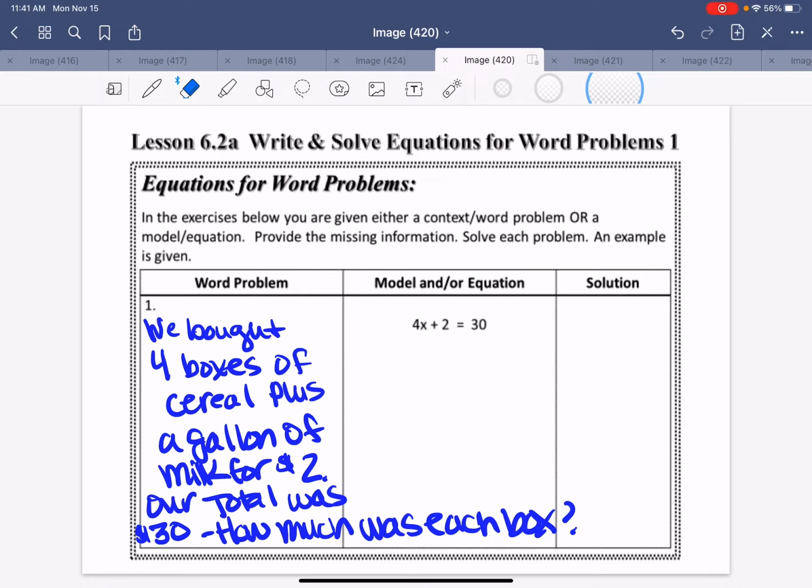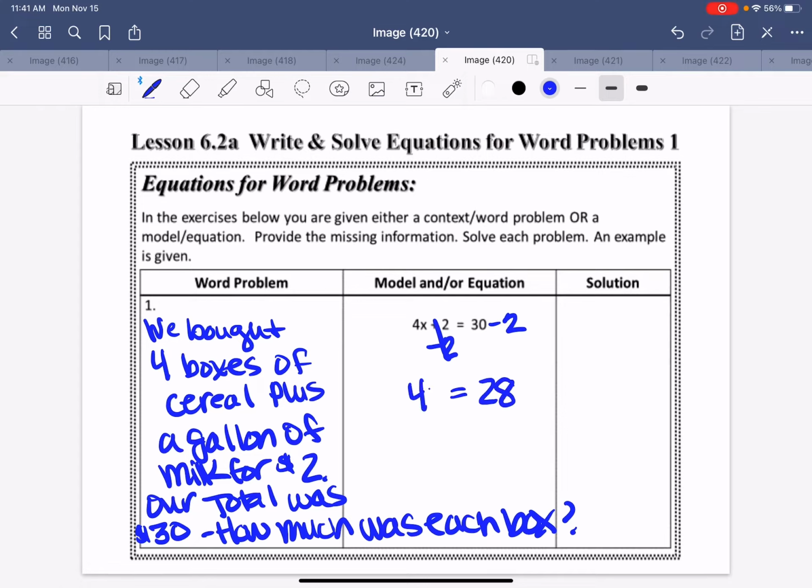So then to solve this, I go into my 2-step equation. Remember, my first step is to move the constant, so subtract 2. I'm doing the inverse to move it. Whatever I do to one side, I'm going to do to the other. So 30 subtract 2 is 28.